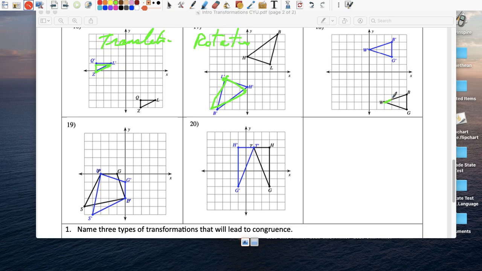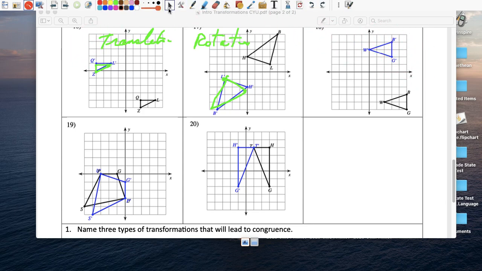Here's my original, right? And then if I take this, well, it's not a rotation, right? It's definitely not a rotation. It's not a reflection, this is just a translation. So somebody took the original triangle and said, hey, move it up a certain amount and move it to the left a certain amount. And that was a translation.